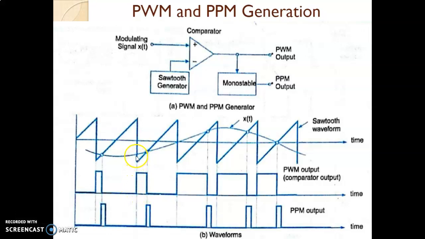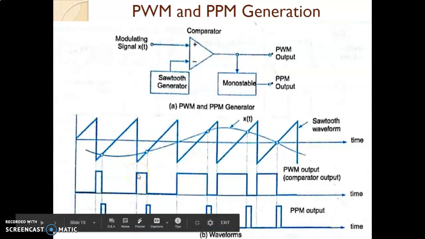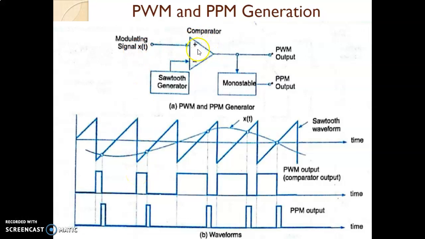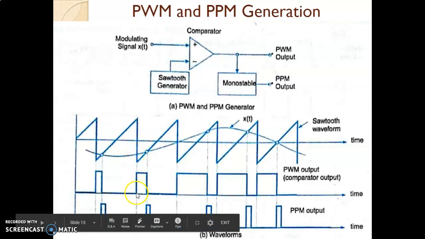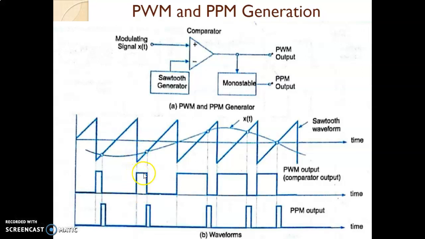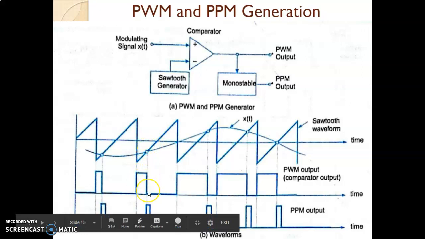Again, now at this particular point, you see modulating signal amplitude is high, the sawtooth wave amplitude is low. Output goes from low to high. Because modulating is applied at non-inverting, output will go only high when the modulating signal goes high as compared to sawtooth waveform. So during this particular region, the modulating signal is high, sawtooth is low, output is triggering from 0 to 1. It will remain in this particular state till again the sawtooth signal is going beyond the modulating signal. Again it will go low.